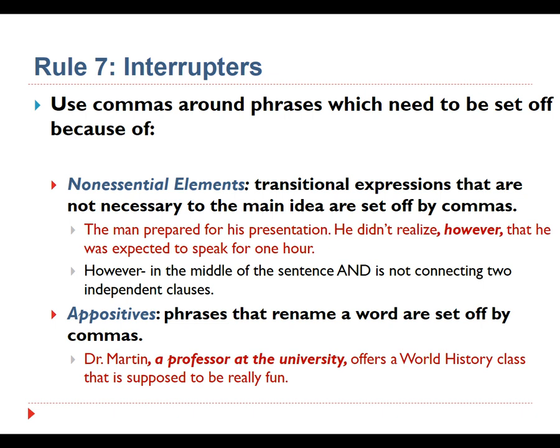Next, always use commas around interrupters. Interrupters are phrases and sentences that must be set off, and interrupters will always use two commas. There are two types of interrupters, non-essential elements and appositives. Neither type of interrupter is essential for understanding the main sentence, and they interrupt the sentence structure. Let's look at two examples.